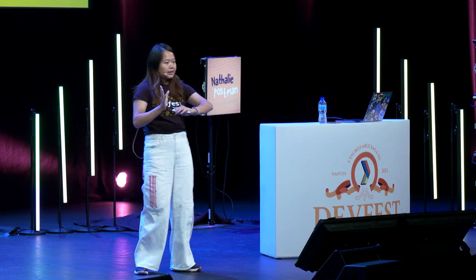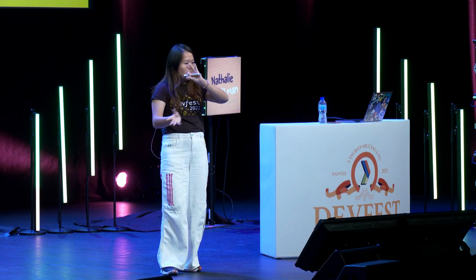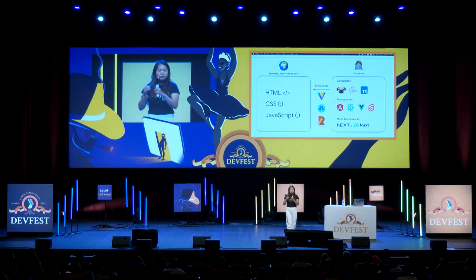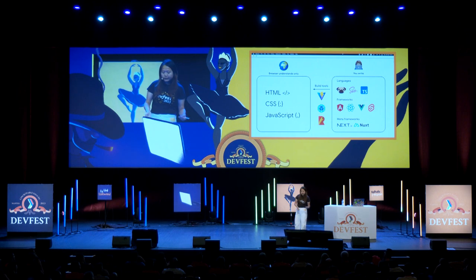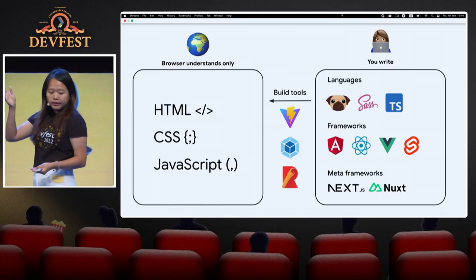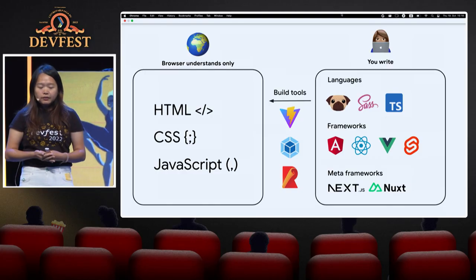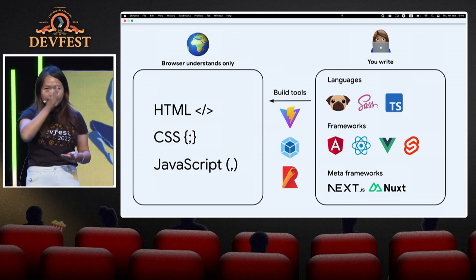Okay, so the things that you write are not directly what the browsers understand. So there are some tools in between to translate, to compile, to optimize your code into what the browsers can understand. Only then can we serve the page. So build tools like Vite, Webpack, and Rollup. Those are the three icons there.